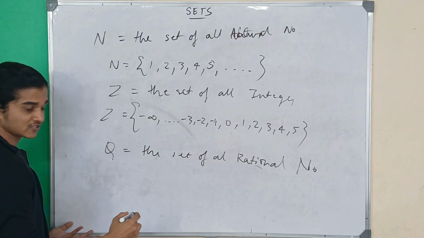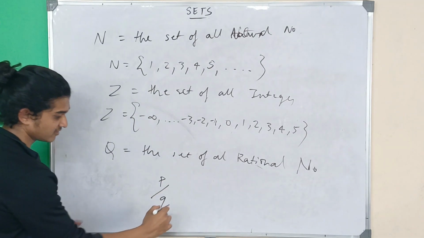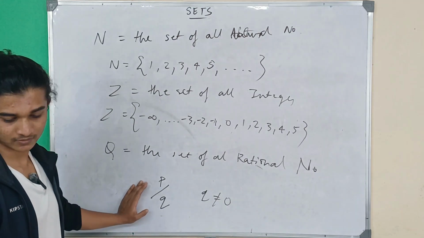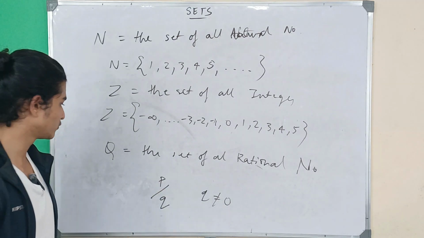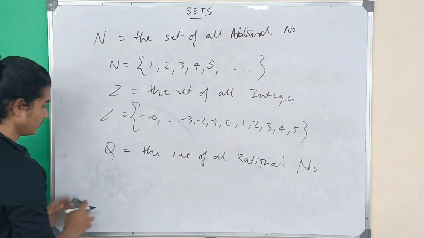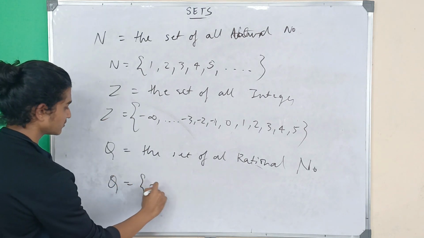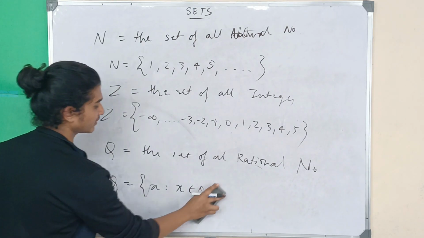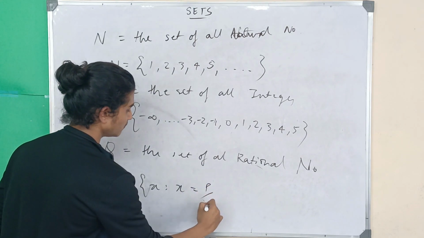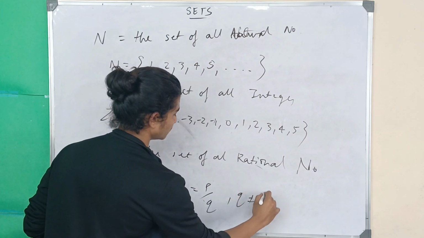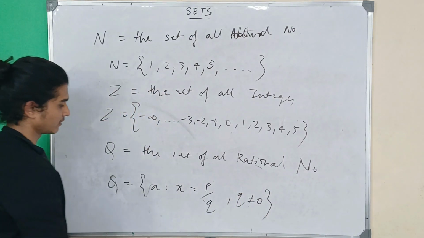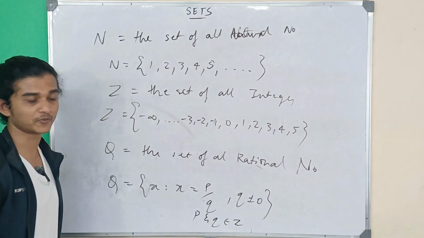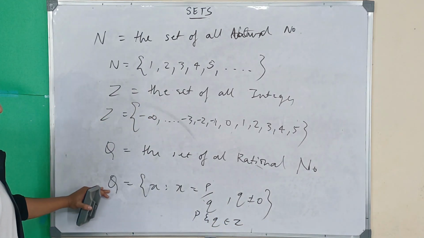So rational numbers are numbers which can be expressed in the form of p by q, which is basically a fraction, and q should not be equal to 0. You can't represent this in roster form because it's a very huge set, so you can represent this in set builder form. So, the set of all x such that x belongs to Q, or if you want to write in a more professional way, x equal to p by q, where q is not equal to 0, and p and q belong to integers, if you want to be more precise. So this is how we write it in set builder form.